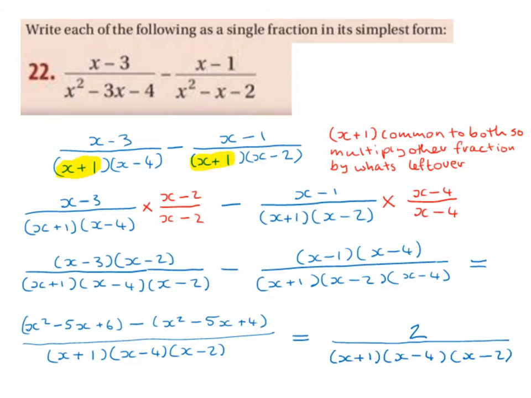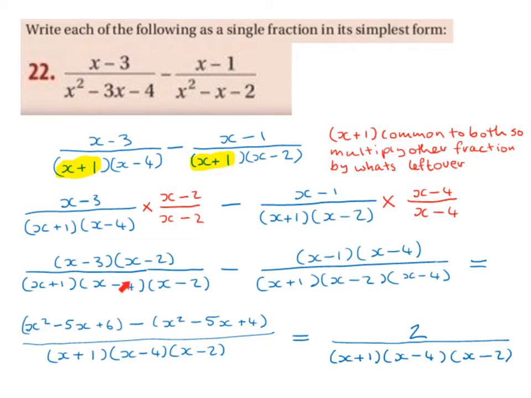Next we multiply the brackets. So x by x is x squared, and x by minus 2 is minus 2x. Minus 3 by x is minus 3x, and minus 3x minus 2x is minus 5x. And minus 3 times minus 2 is positive 6. Then we bring down the minus. Then we multiply out these brackets. x by x is x squared, x by minus 4 is minus 4x, minus 1 by x is minus 1x, and minus 4x minus 1x is minus 5x. And then minus 1 times minus 4 is positive 4.